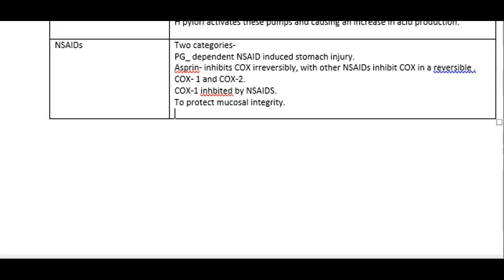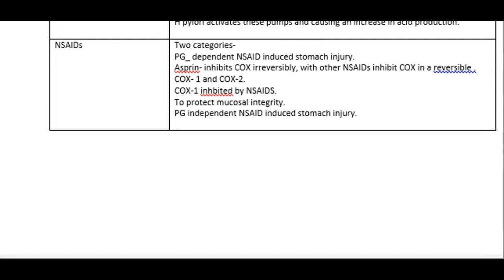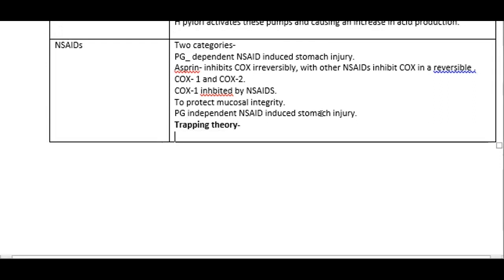And the second category for causing this stomach injury is the prostaglandin independent NSAID induced stomach injury. In that, we have a theory called the trapping theory.